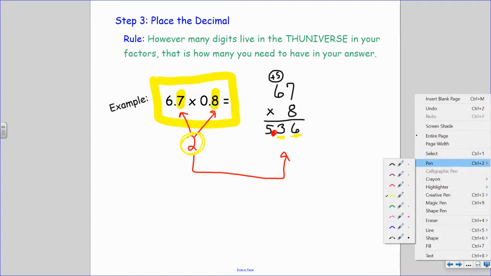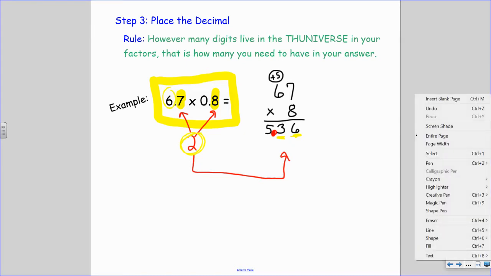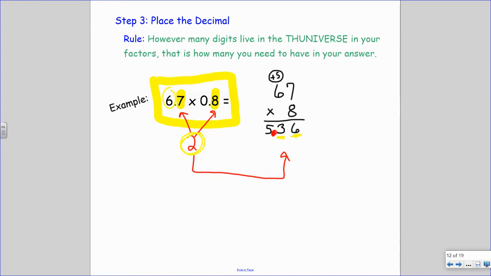And I will show you that I didn't just teach you estimating for nothing. If I do a quick estimate here, 6 and 7/10, that's about 7. And 0 and 8/10, that's about 1. 7 times 1 is 7. So I know, guys, that the answer should be about 7. If I put that decimal point here, 53 is not about 7. If I put the decimal point here, that would be 0 and something. So without a doubt, that is the best looking place just from my estimate.